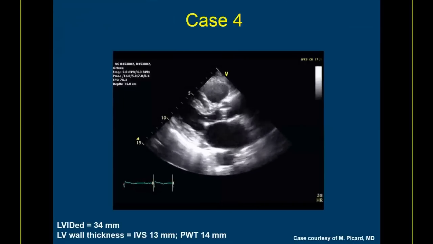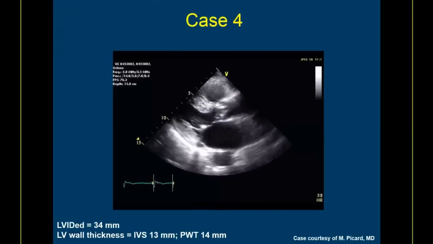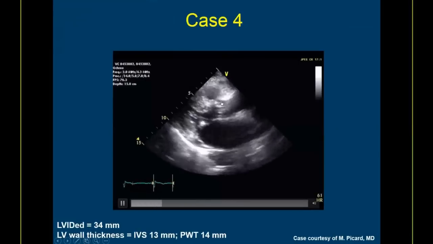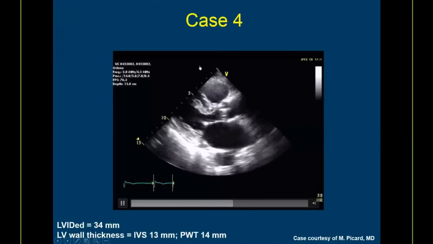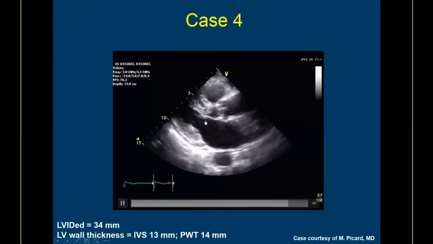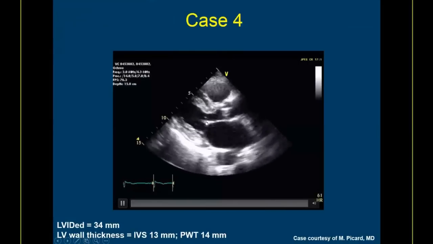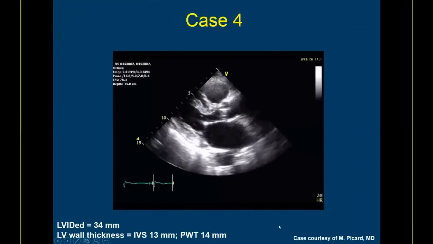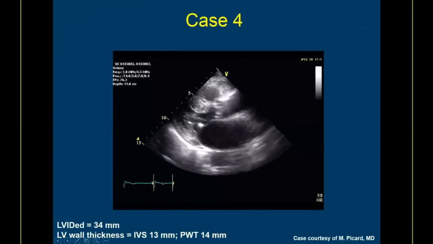This is her parasternal long axis view, and I think you can get the sense that there is a calcified aortic valve here with decreased excursion. And notice also you have a very small LV cavity, 34, and with a thick wall, 13 and 14 was what the walls measured.